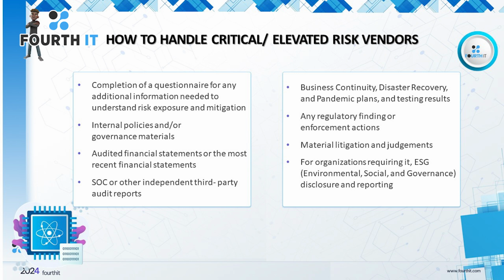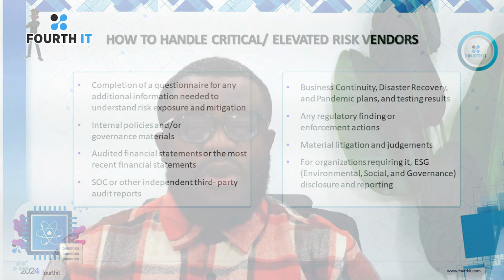Now, business continuity, disaster recovery and pandemic plans and testing results. You need to make sure that they have all these in place. Why? Because for a critical vendor, if anything happens to them, within 24 hours our company might not be able to function well. So we need to know that if something happens to them, what is their backup plan? How do they come back, or how are they reinstated? What is their RPO and what is their RTO? You can watch my risk management framework video, where I explain what RPO and RTO are.